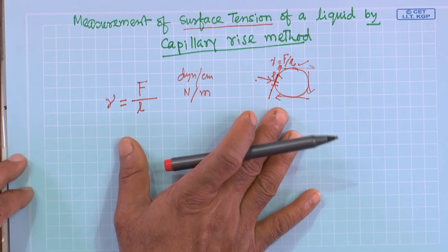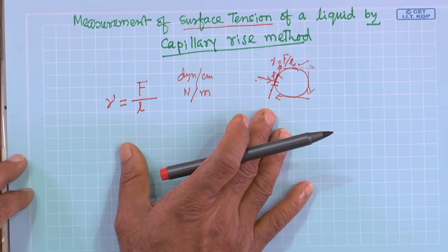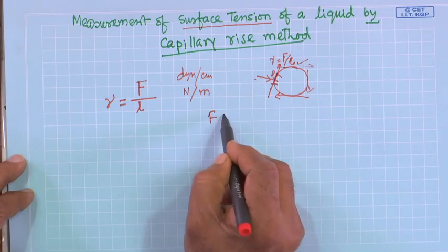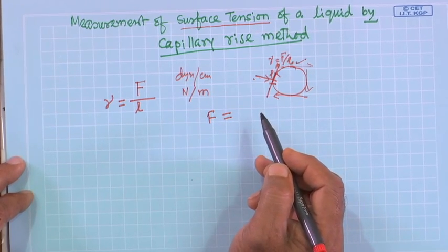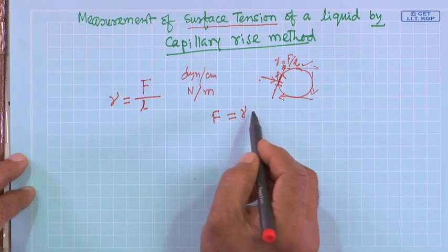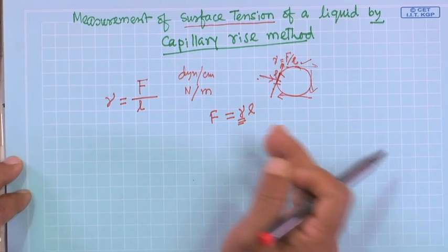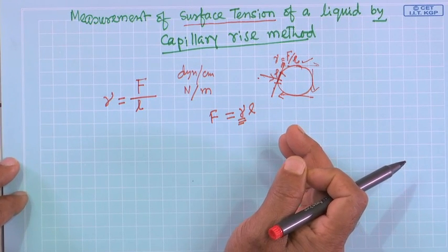Now, for any surface there is a tangential force, and per unit length, whatever the force, that is the surface tension. The total force acting tangentially on this surface will be gamma into L. This is constant for a particular liquid or particular solid surface.